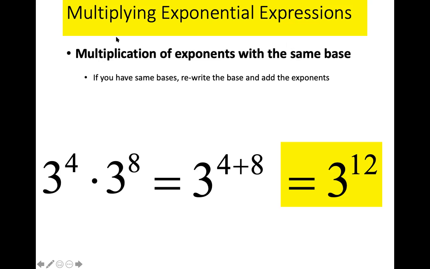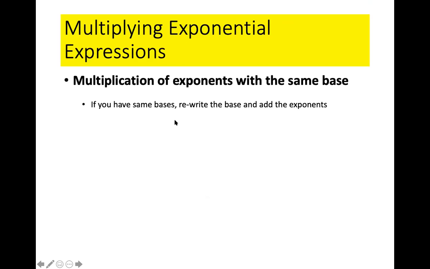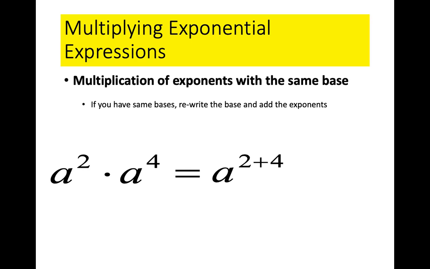All right, remember, you can only do this if the bases are the same. That includes variables. As long as the bases are the same, you rewrite the base and you add the exponents. It's called the paradox rule because, well, to multiply, you add, right? No multiplication here, add.